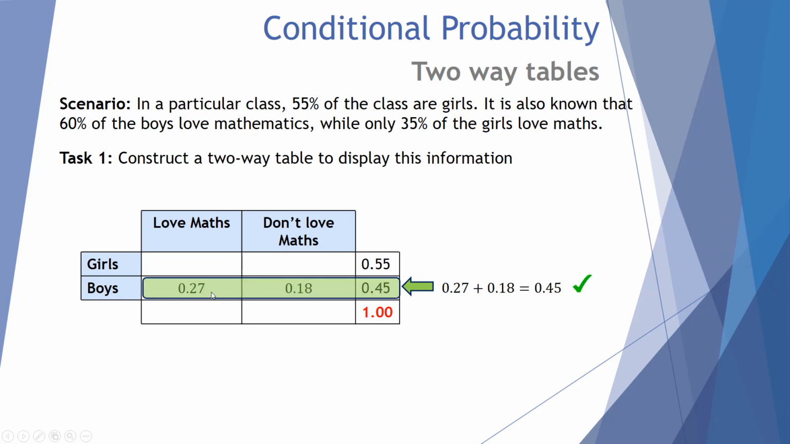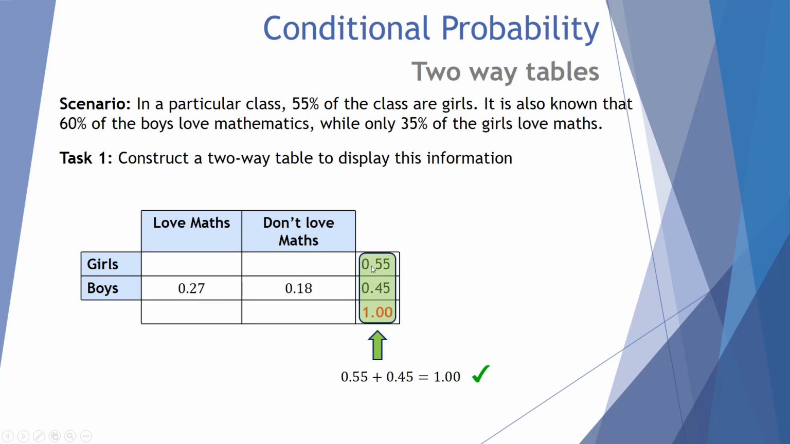Now we can check that. 0.27 plus 0.18 adds up to 0.45, so that makes sense. And also vertically, 0.55 plus the 0.45 gives us 1 as well. That makes sense. Let's move on. We know that 35% of the girls love maths. So we have 0.55 or 55% of the class. We multiply that by 0.35 or 35%. We find in the whole class, there is 19% of the class that are girls who love mathematics.